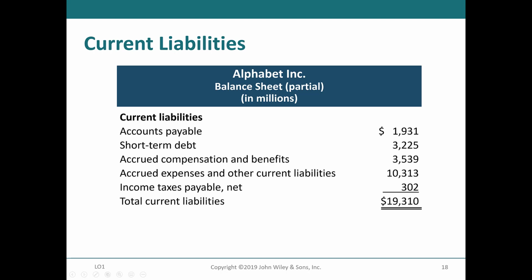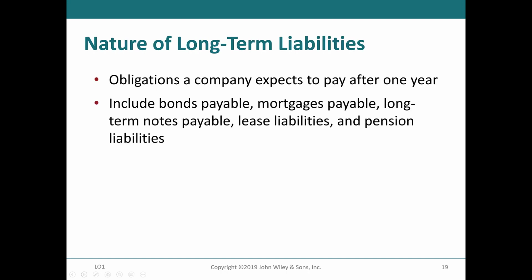All right, so in this example: short-term debt, accounts payable, accrued compensation and benefits. What is accrued? We will get to that in chapter 4. Accrued expenses and other current liabilities, income tax payables, and so on. All of these are examples of current liabilities.